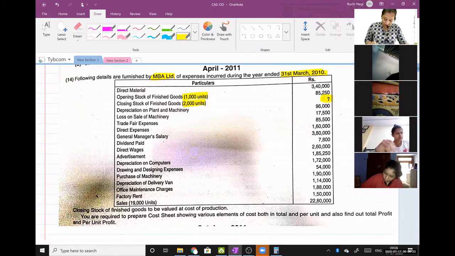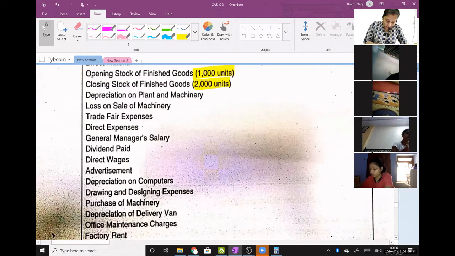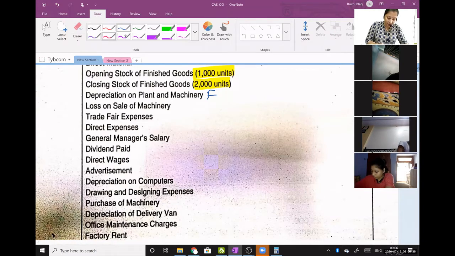Then depreciation on plant and machinery. Yeah, it's a factory overhead. Loss on sale of machinery. This will not come in cost sheet. It's a non-cost item. Trade fair expenses. This is selling and distribution.